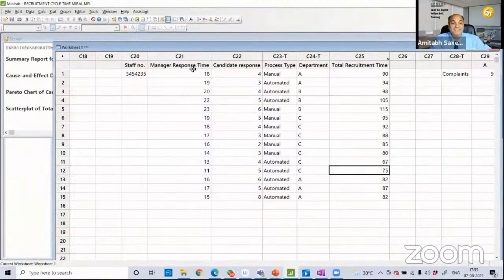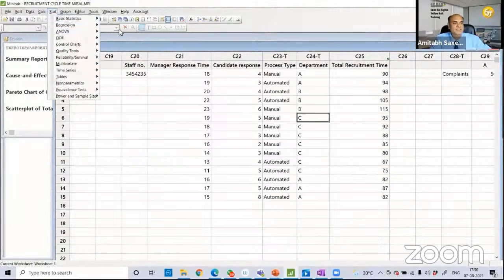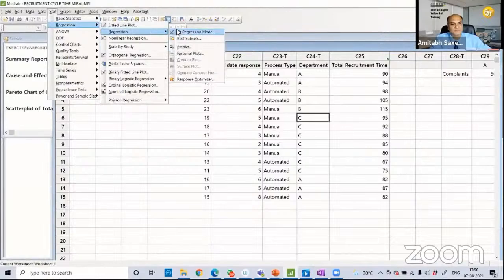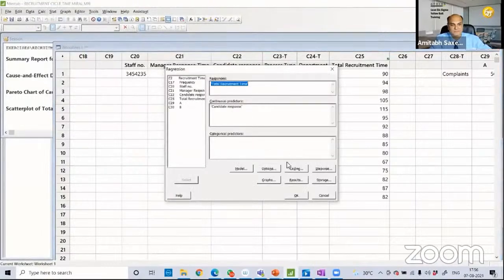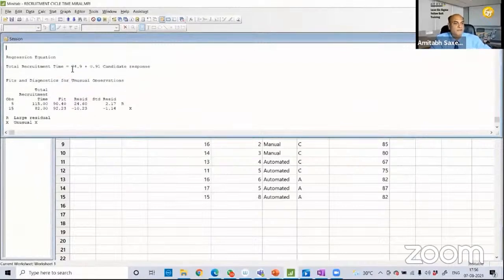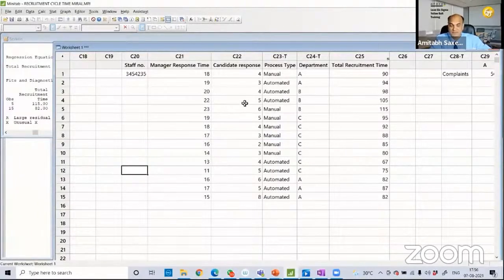It can predict. I can predict: if the manager responds in 18 days, how much will the recruitment time be? It's a straight line equation. Very easily I can predict. Just 2 clicks, I can get my regression equation. It is 84 days, 85 days plus 0.9 times candidate response. Now, I'll not be able to explain this in detail, but you can get it.